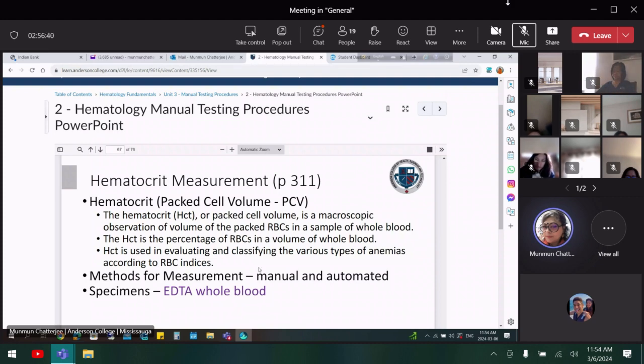So hematocrit, we know already that we measure the packed cell volume. So how much the RBC got packed? This is the macroscopic observation because this is not under the microscope. We measure the percentage of RBC in a total volume of whole blood. When you are measuring, you have to set the top from the plasma level.